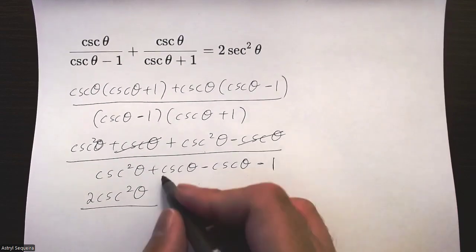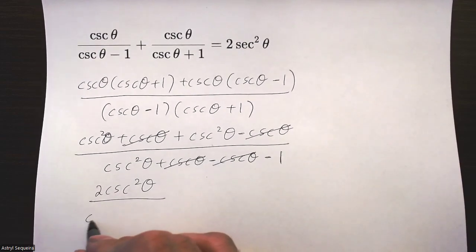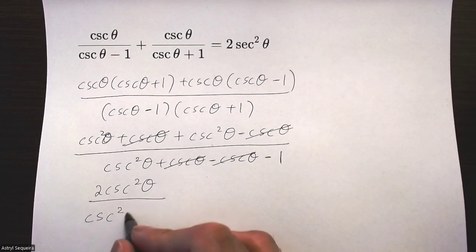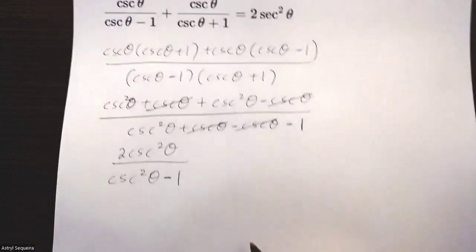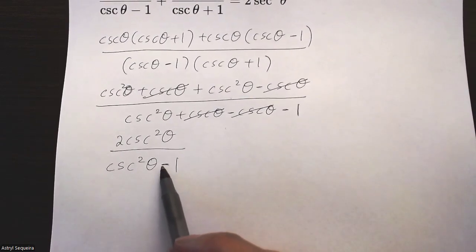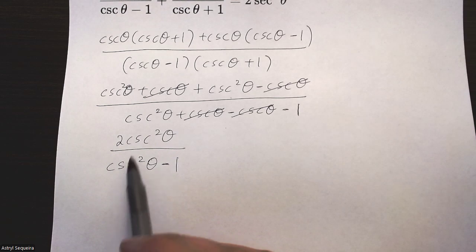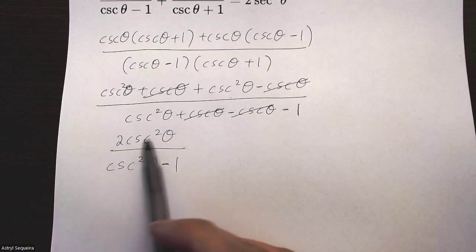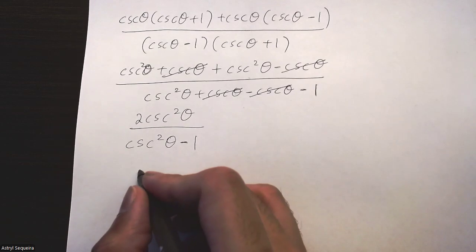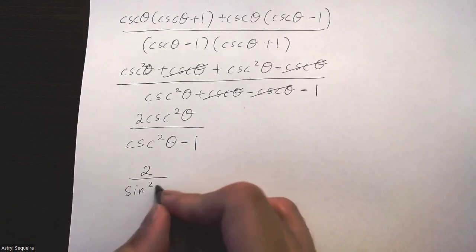And in the bottom, these two will cancel, so I'm just left with cosec square theta minus 1. Now, I can't really cancel anything here because there's a minus sign there. So my next step is to just change the cosecs into 1 over sine squared in the top and the bottom. So I'll start with the top over there. It's going to have 2 over sine square theta.